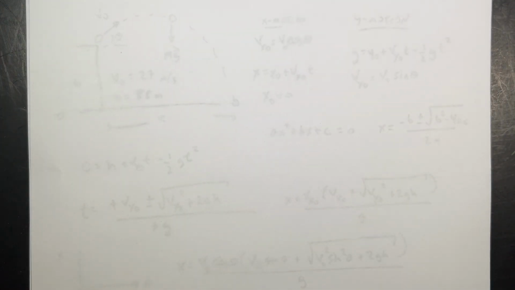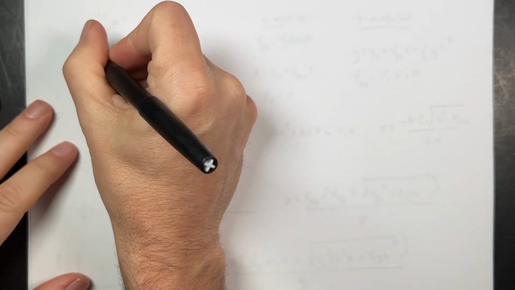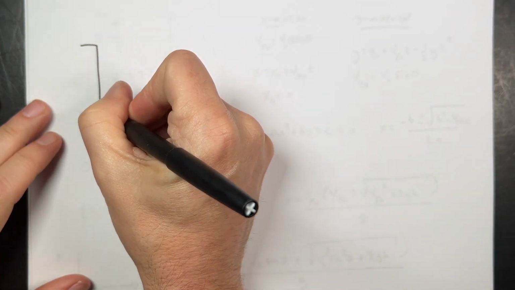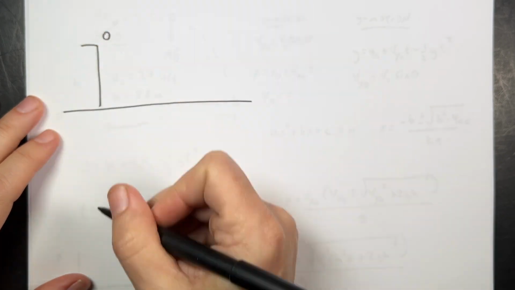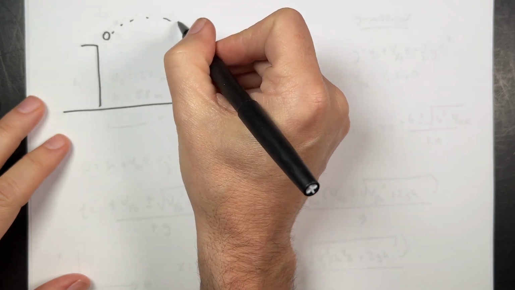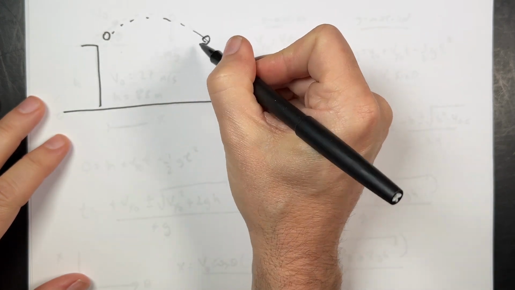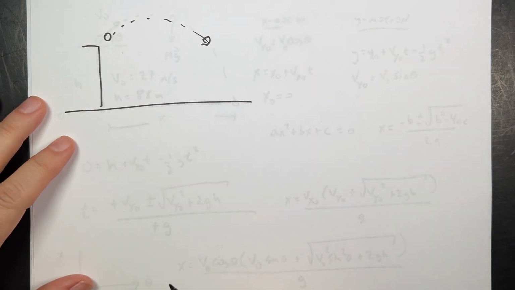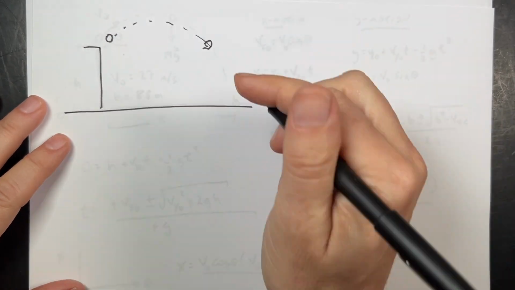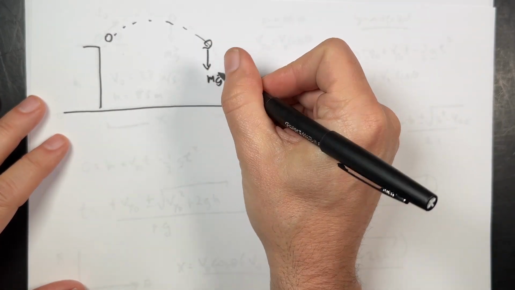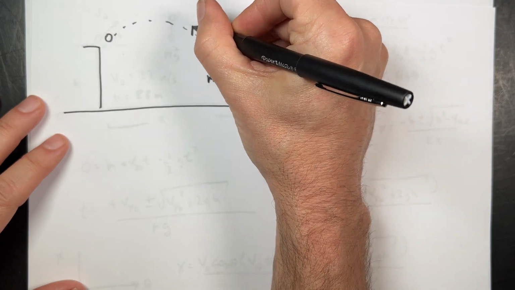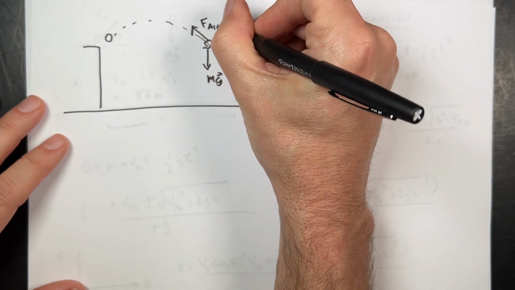Suppose I throw a football. Here's my same picture. Now I'm going to draw it as a ball, and it goes through the air like this. At some point right here, it has two forces acting on it. It has the downward gravitational force, mg, and then it has a backwards pushing air resistance force, F air.